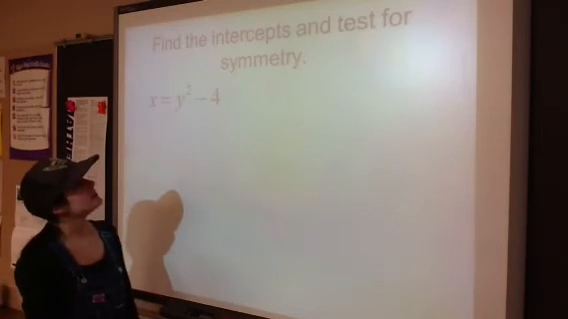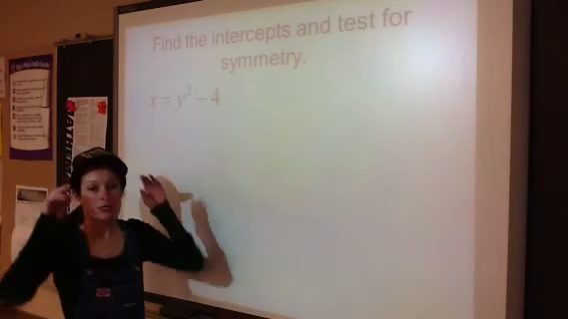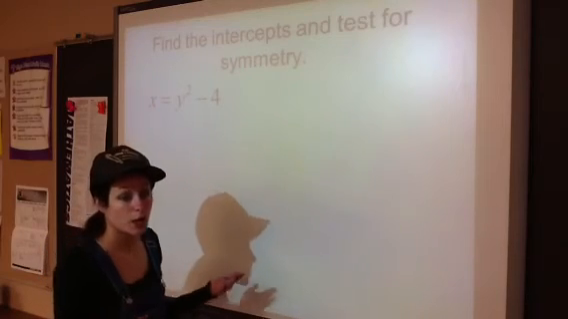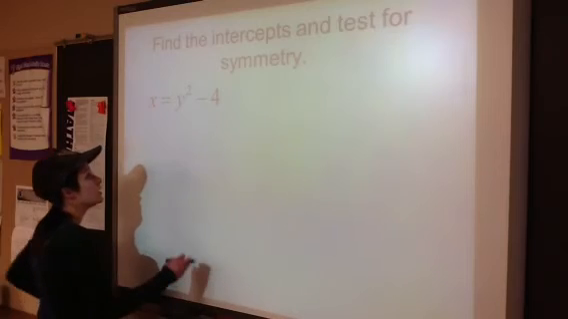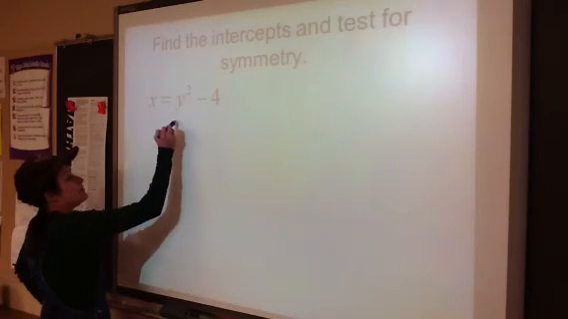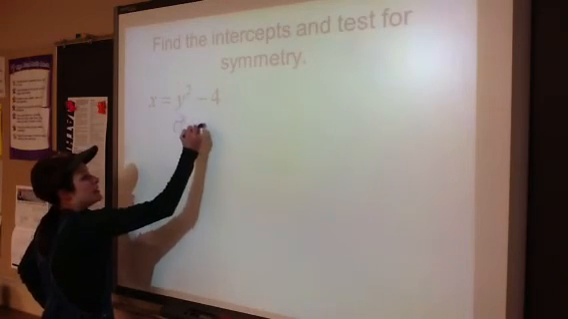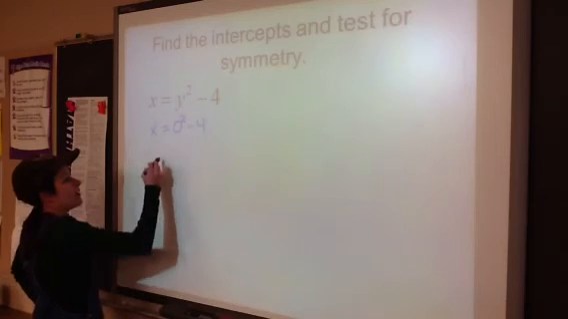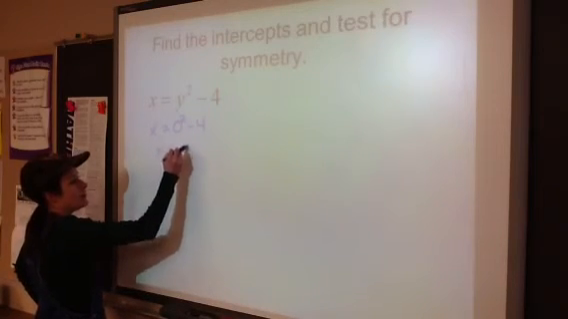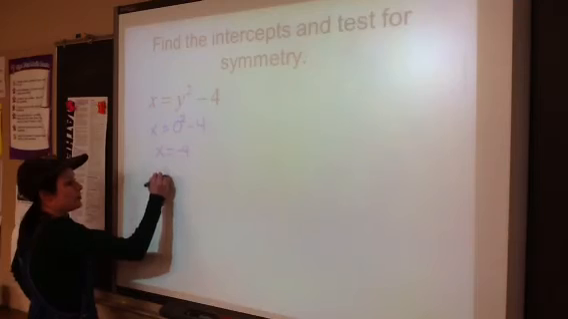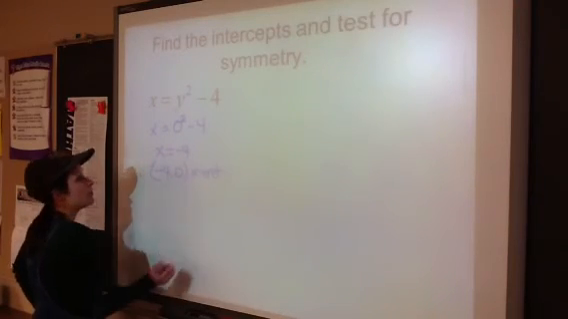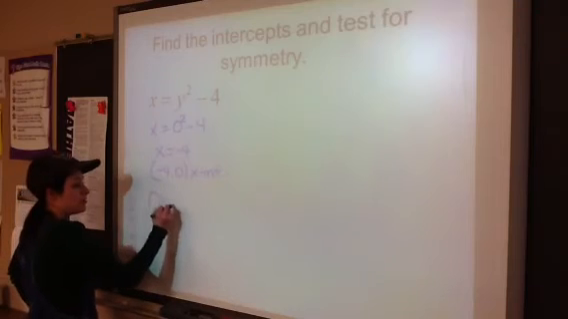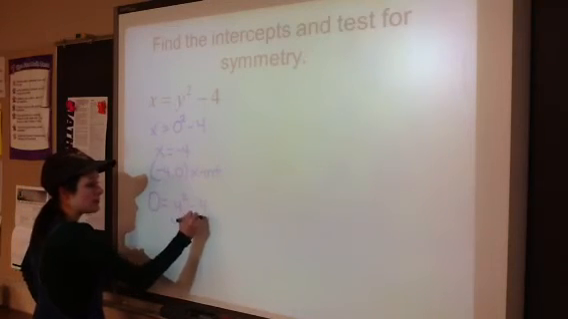Alright, find the intercepts and test for symmetry again. So I'd see if you can find the intercepts in this one on your own. So we got x equals y squared minus 4. So for our x-intercept, we plug in 0 for y, and we get -4. So -4, 0 is our x-intercept. For your y-intercept, you plug in 0 for x.